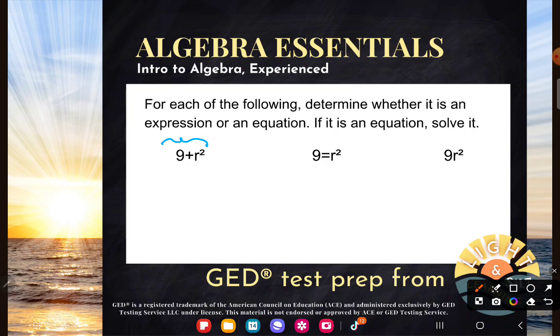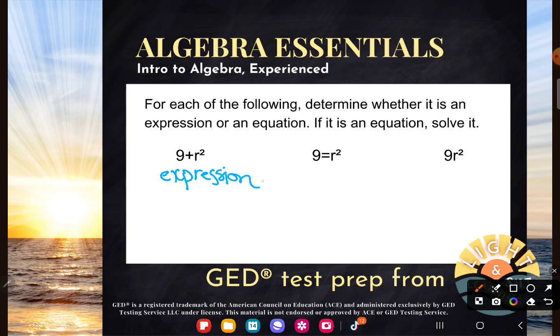Now, that's interesting that I'm supposed to add 9 to some r squared. However, it gives me no clues about what r is. This is just an expression. There's no relationship like, oh, this whole thing is equal to 15 or any other clues to give me something to work with to try to figure out what r is. Therefore, this is just an expression. It cannot be solved.